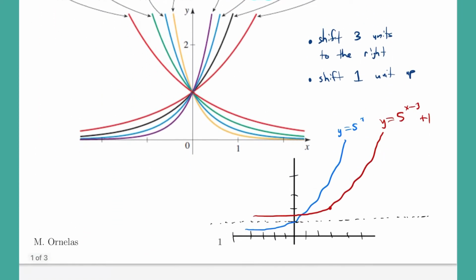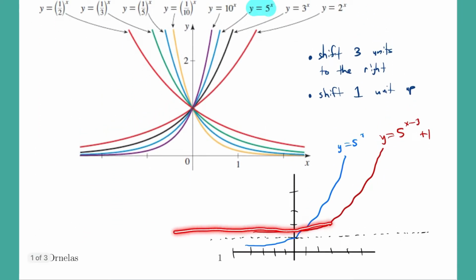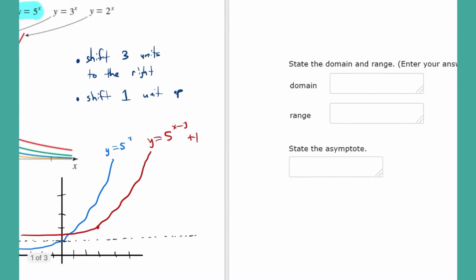So the domain, if you notice, it's going to be defined everywhere to the left and also everywhere to the right. There's no point at which it's not defined along the x-axis. So it's all real numbers for the domain.